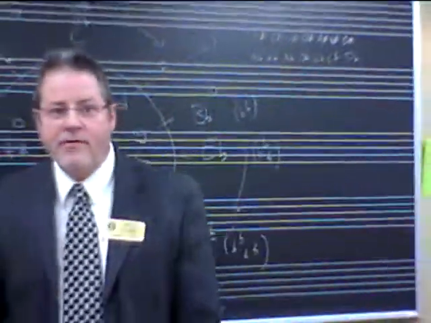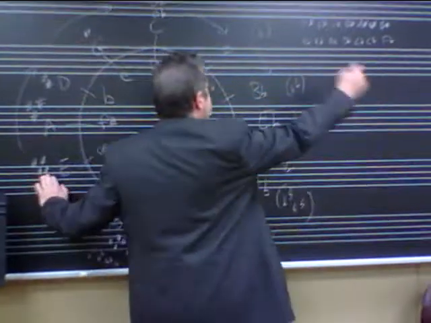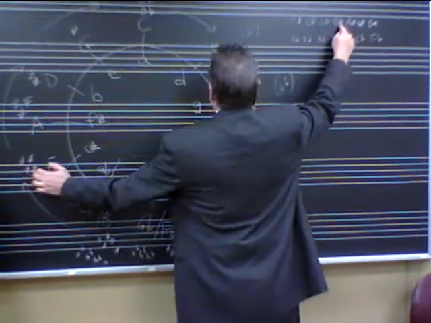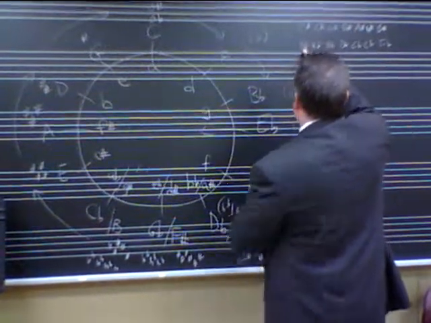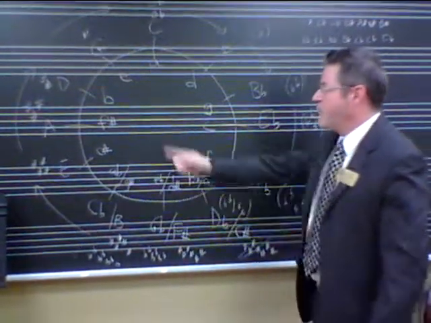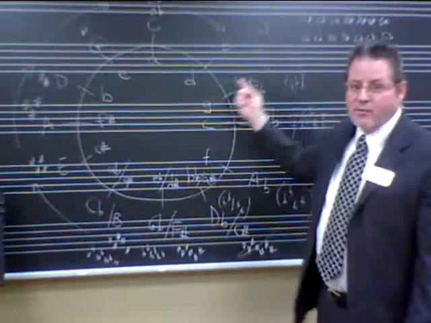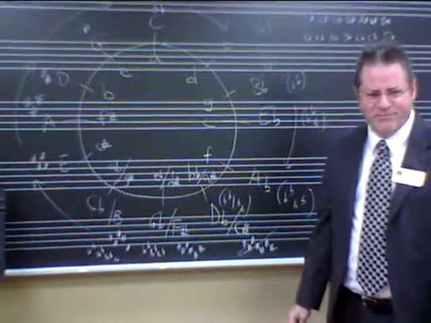So, if we have a key that has, say, 4 sharps, key of E, it has F sharp, C sharp, G sharp, and D sharp. If we have a key that has 2 flats, it has B flat and E flat. So the key of, say, B minor has 2 sharps. It's going to be Father Charles, F sharp, C sharp. Make sense? Sure it does.